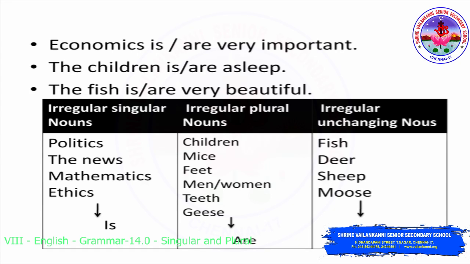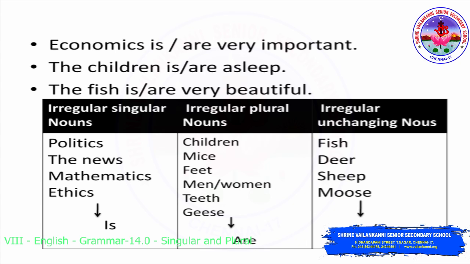So, which of these verbs are correct to use in these sentences? The first one. Do we say economics is very important, or do we say economics are very important? Okay. Well, we say economics is very important. I'll tell you why later.